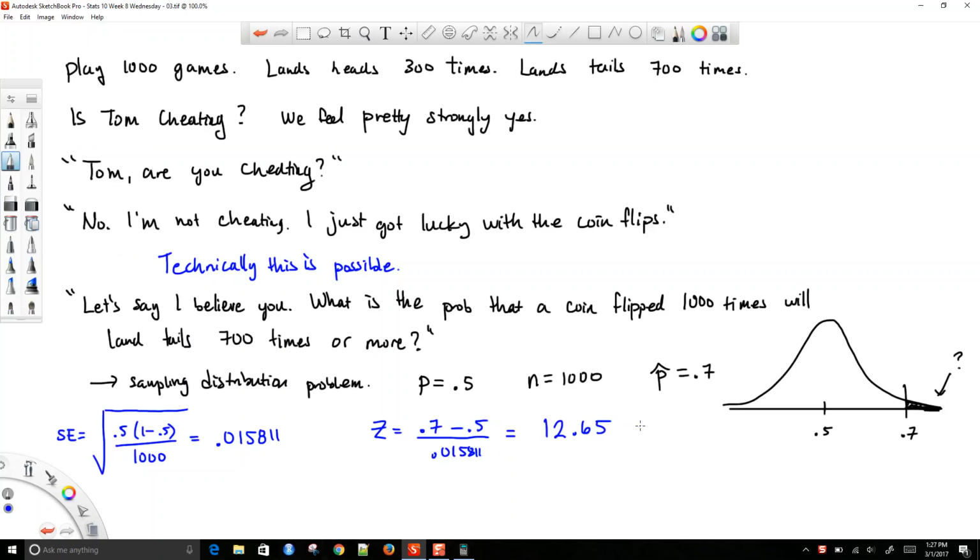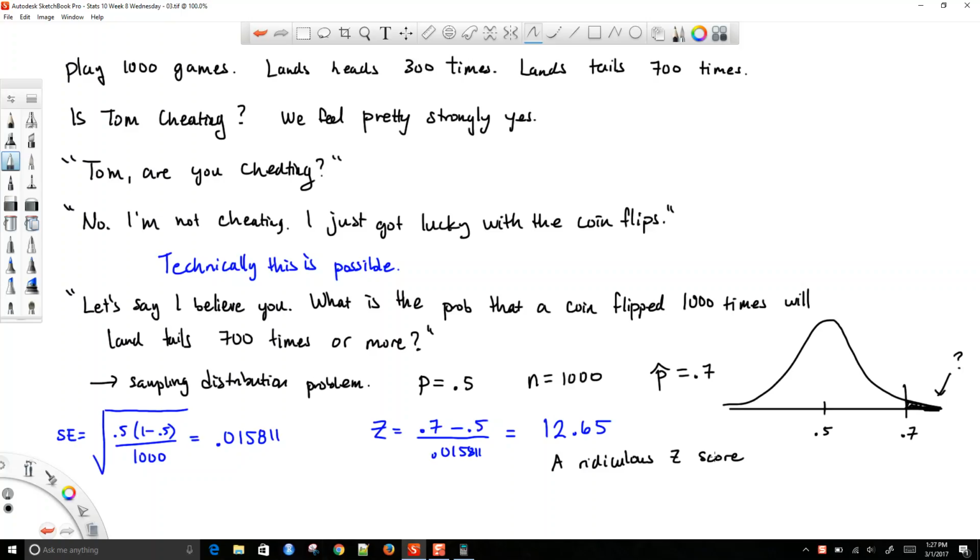All right, so what did we say was the guideline for z-scores? We said if it's bigger than 2, it's unusual, and if it's bigger than 3, it's highly unusual. And here we are at 12.65. This is absurdly unusual. This is a ridiculous z-score.